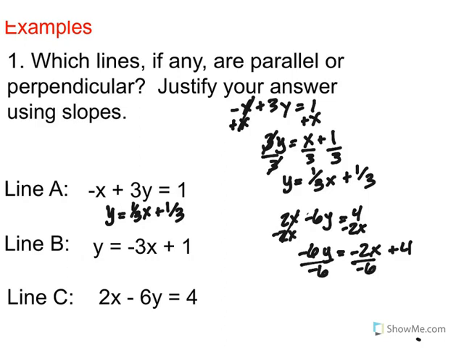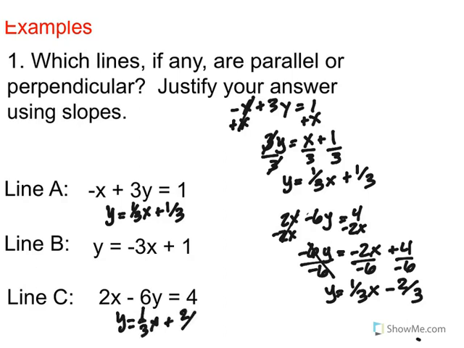Divide everything by negative 6. y is equal to negative 2 over negative 6, which is 1/3, x minus 2/3. And so here is our equation in slope-intercept form for that one.